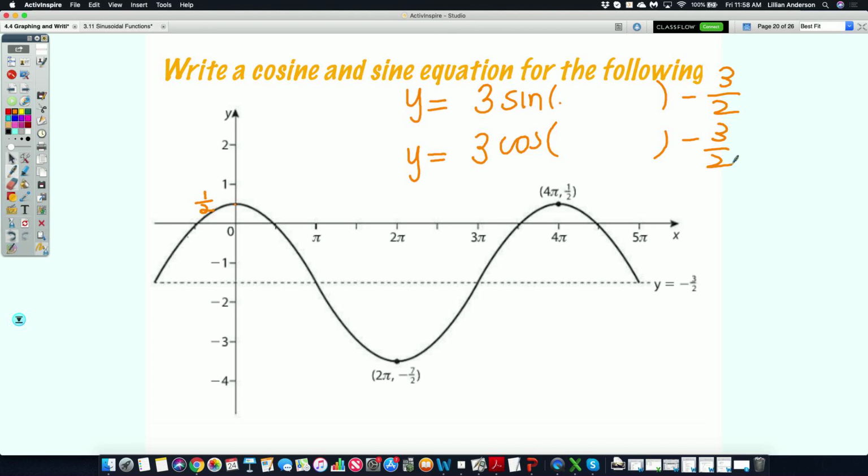Okay. B. The B is the same no matter what trig function we write, sine or cosine. What's the period? 4 pi. So that's 4 pi equals 2 pi over b. When I cross multiply and solve, what does b equal? Say again? 1/2. So b is 1/2.